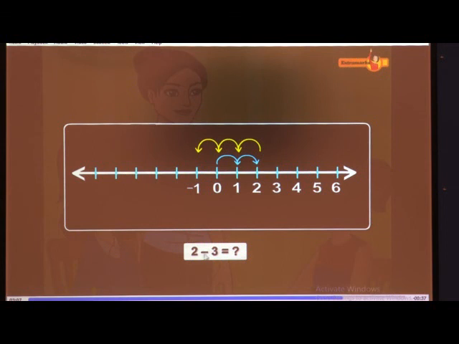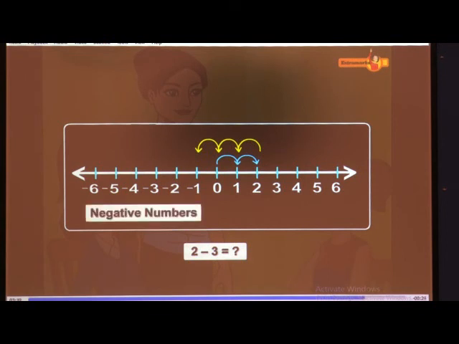So, the answer for 2 minus 3 is minus 1. We need to use a sign for numbers less than 0. So, a minus sign is attached to the number to indicate a number is less than 0. These numbers are called negative numbers. Therefore, 2 minus 3 is equal to minus 1, which is a negative number.